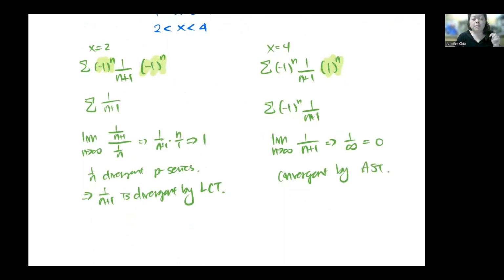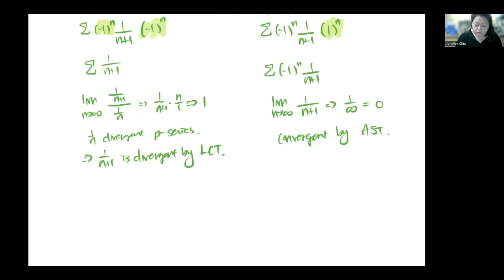So therefore, this endpoint is inclusive. So we're going to include this endpoint right here. So my final answer is going to be 2, 4, inclusive like this. Okay? All right, that's it for the examples today.